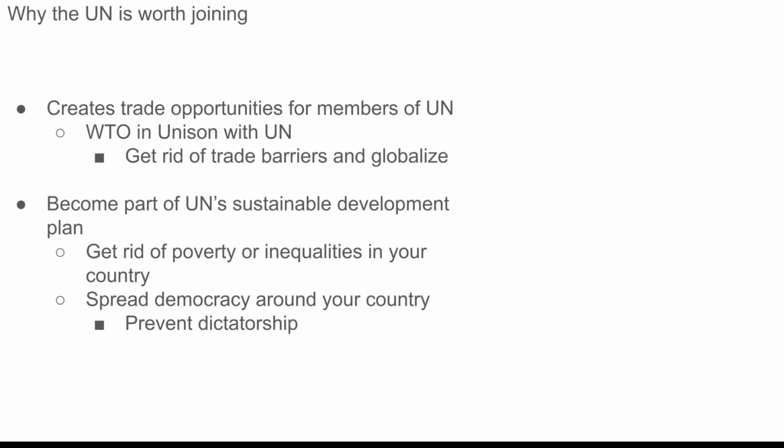Well, yes. Here's why. As a member of the UN, you get many trade opportunities that are set up by the World Trade Organization, or WTO for short. As stated before, doing this will allow you to globalize and get rid of trade barriers, which will benefit you financially. Additionally, you will become part of the UN's Sustainable Development Agenda, which assures that dictatorships are less likely to happen. It also assures that poverty will become less of a problem in your country.